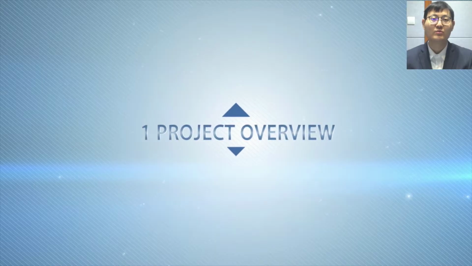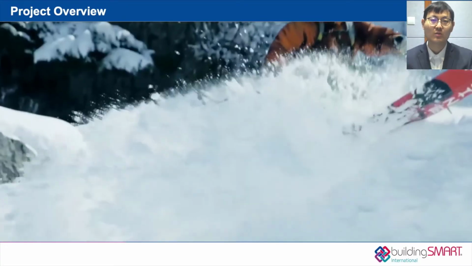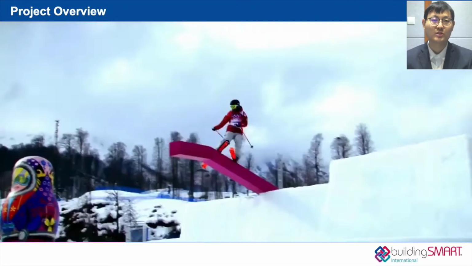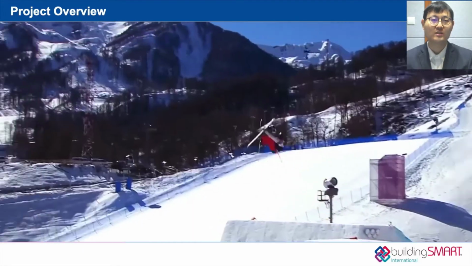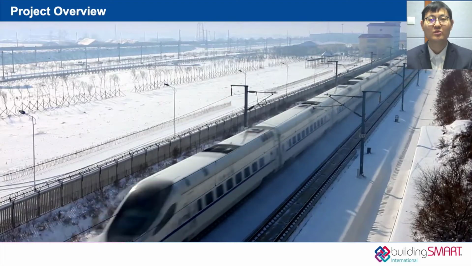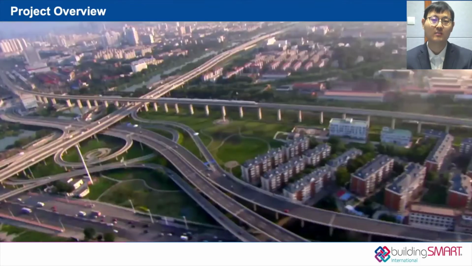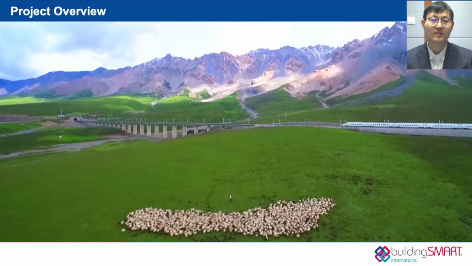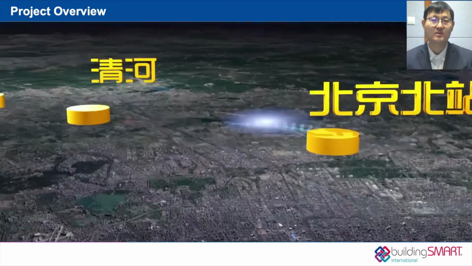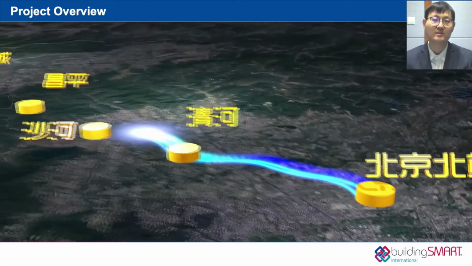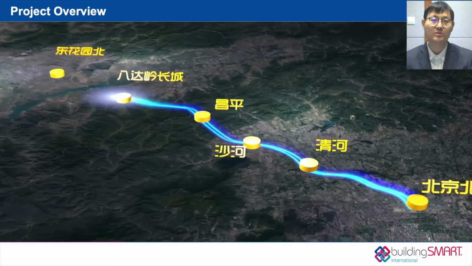First, I will give a brief introduction to this project. The Beijing-Zhangjiakou high-speed railway is not only a critical transportation infrastructure that supports the 2022 Beijing Winter Olympic Games, but also a service railway that promotes the coordinated development of Beijing, Tianjin, and Hebei. This project starts from Beijing North Railway Station in the east, ends at Zhangjiakou South Railway Station in the west. The total length is 174 kilometers.